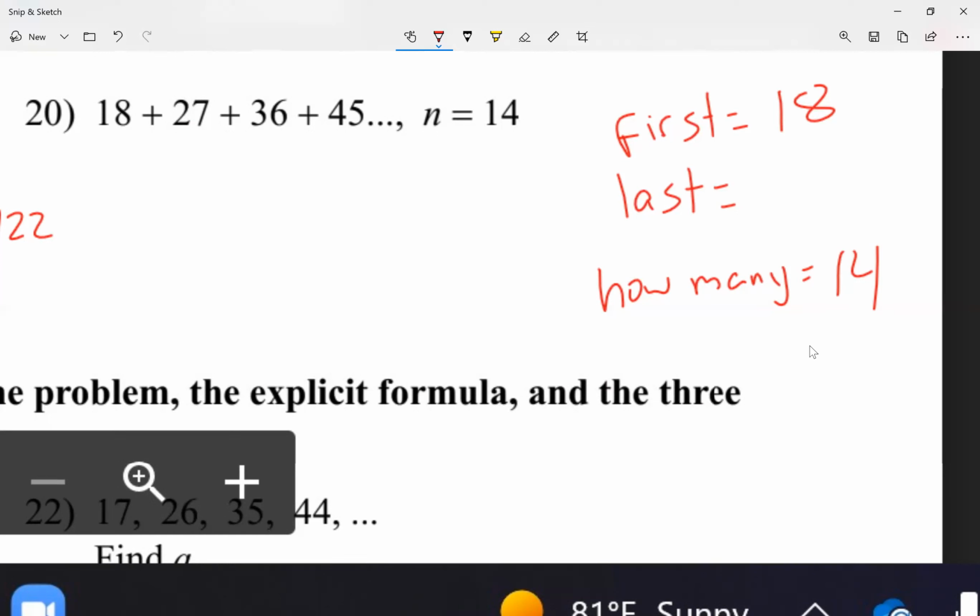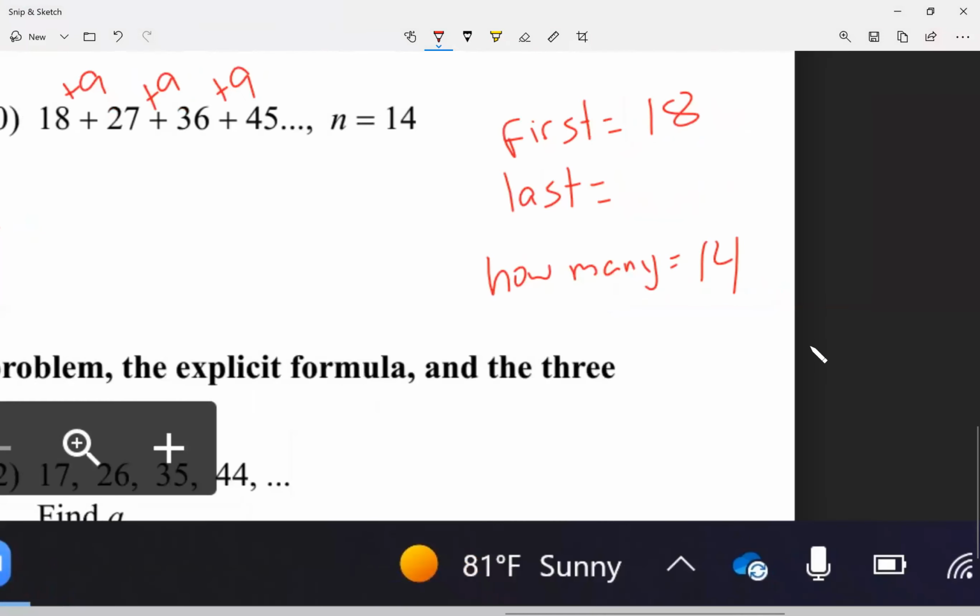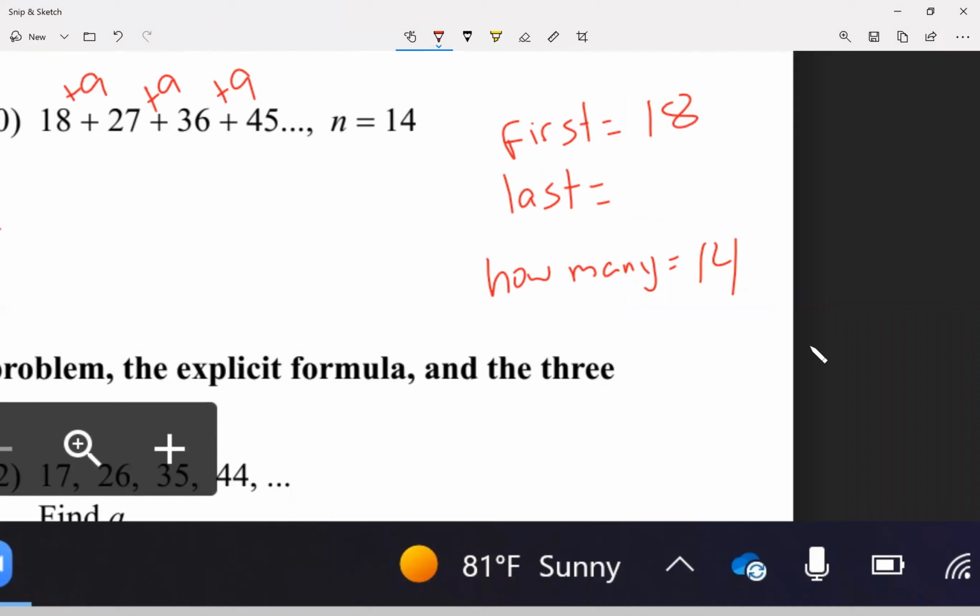So in my mind, I'm looking at 27. If I choose the second number, 27 minus 18 gives me a positive 9. So that's my common difference. I'm adding 9 each time. Again, I need that to find the last number on the list. I go 18, which is the first number, and I'm going to add 9 13 times. I want the 14th number. Remember, n minus 1: 18 plus 9 times 13. Remember to multiply before you add. My last number on the list is 135.